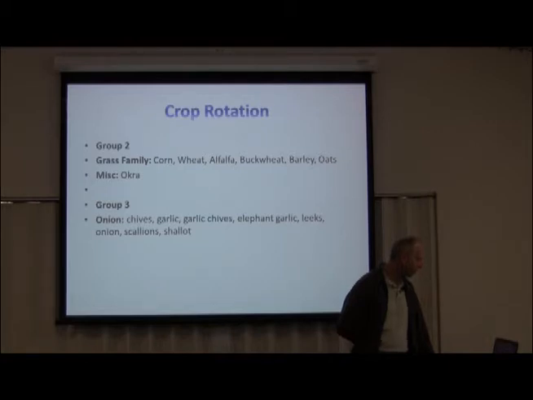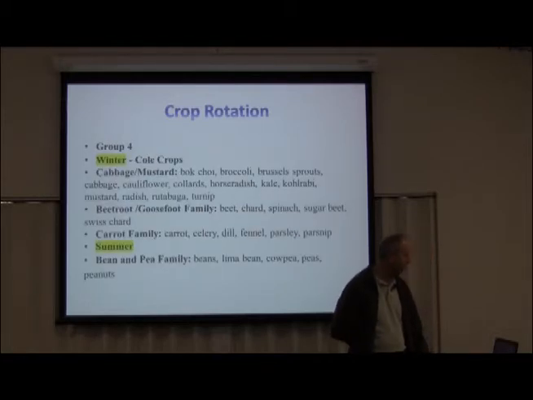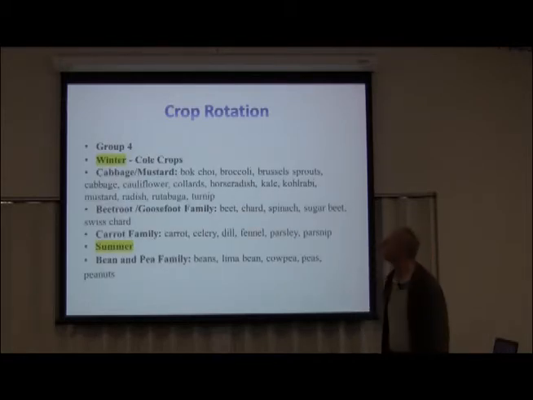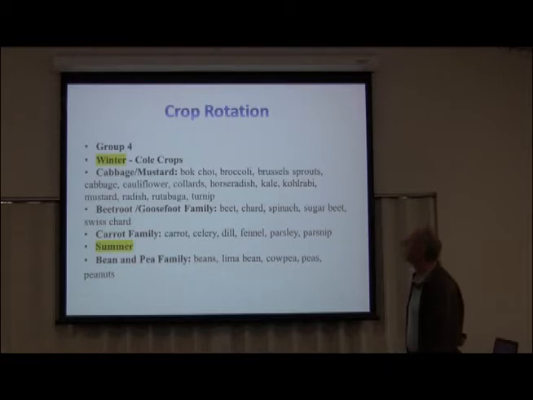Group 3 is the onion family, or garlics are included in that. Now in group 4, I separate that into winter. We can call those cole crops, which is your lettuces, cabbage and mustard, or we have beet, chard, spinach, the beetroot or goosefoot family, and we have the carrot family. Now that's during the winter.